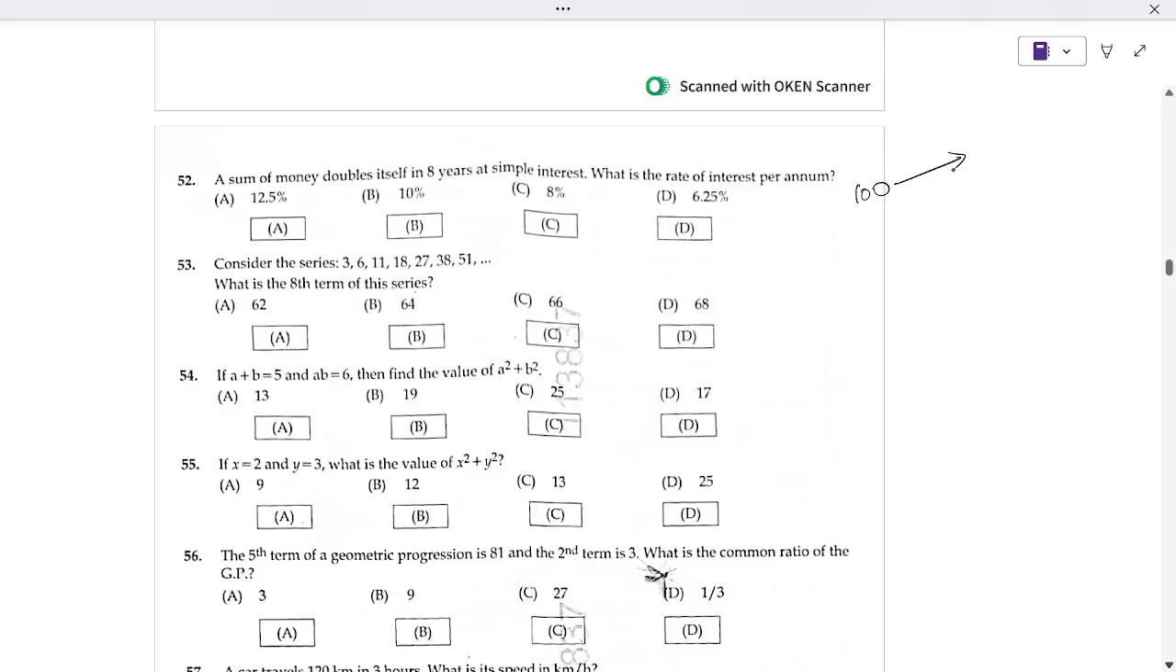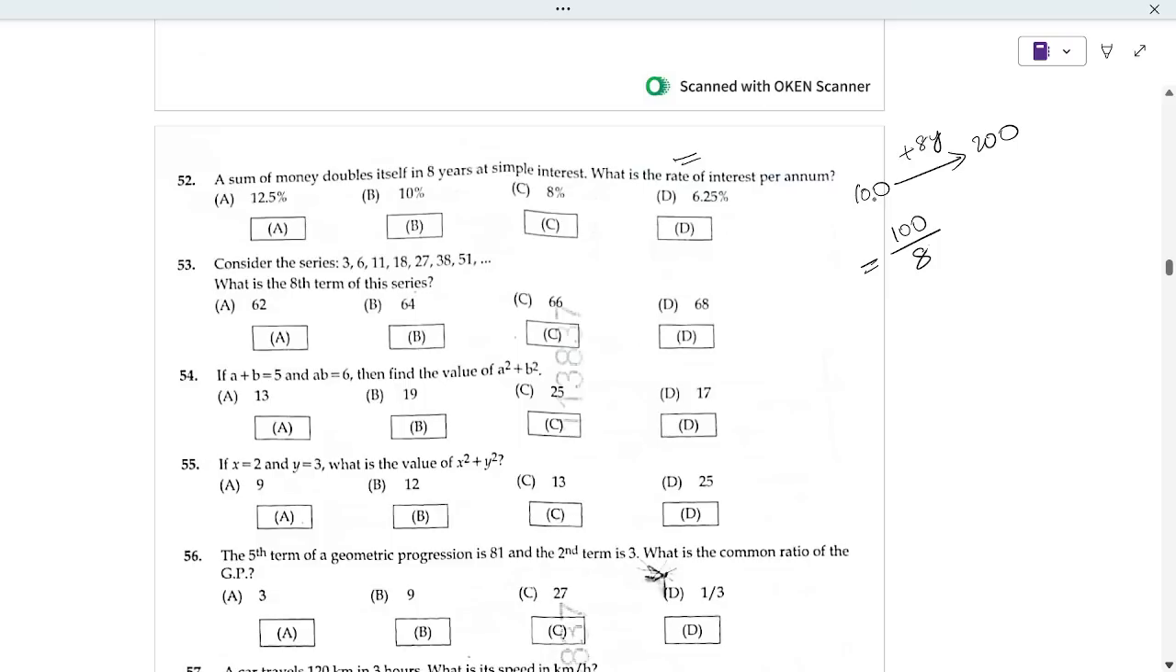But after 8 years, double means what? It becomes two. That means in 8 years, one extra amount has been added. So the extra amount is 100 percent divided by 8, right? This will give us what? 1% rate of interest. This means what? The rate of interest is another x. Right? We're just assuming a number, that's it.